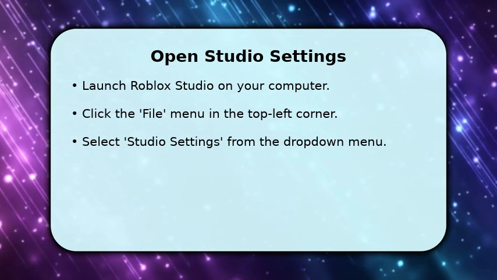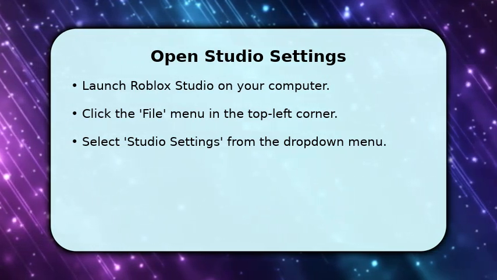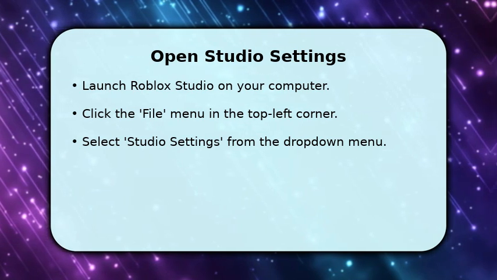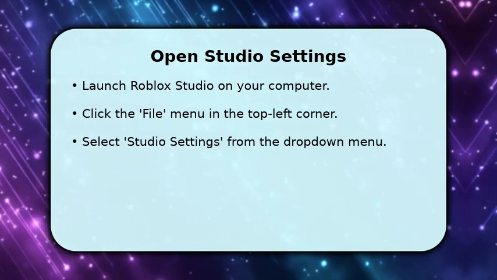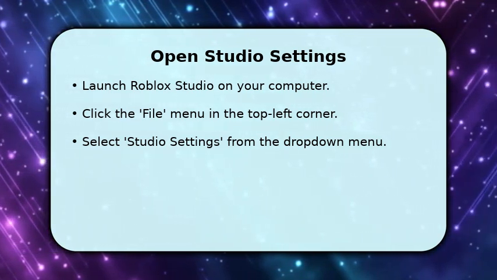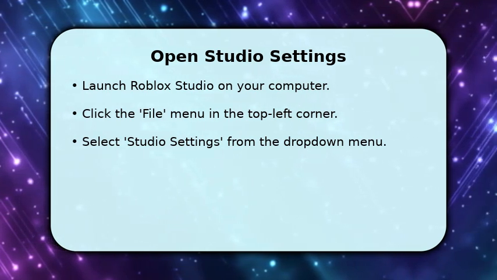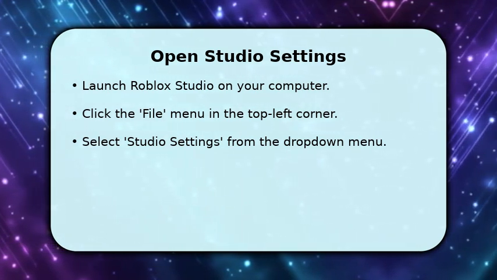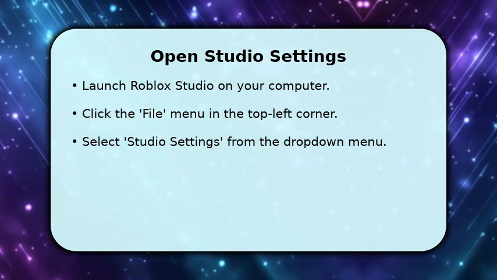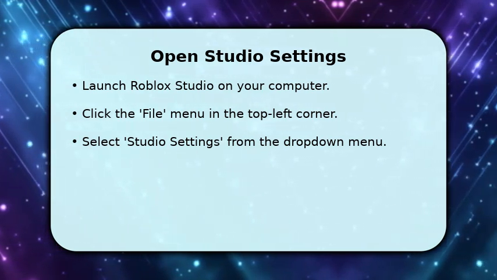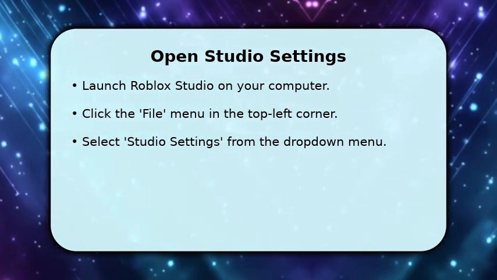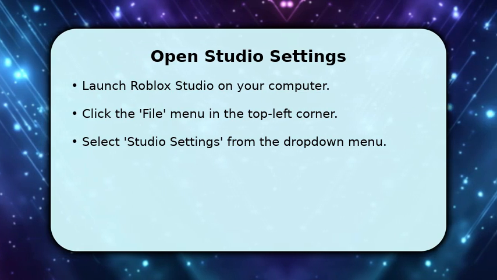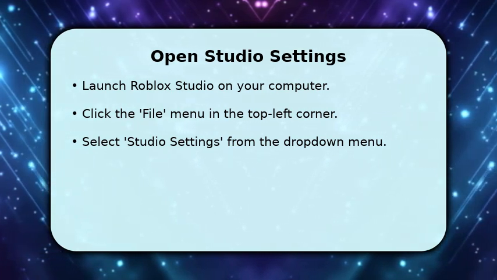First things first, you'll need to open Roblox Studio on your computer. Once it's loaded, look to the very top left corner of your screen. You'll see a File menu option there. Go ahead and click on File to reveal a drop-down list. From this list, you'll want to select Studio Settings, which is usually found near the bottom. This action will open a new window where all your customization options reside.